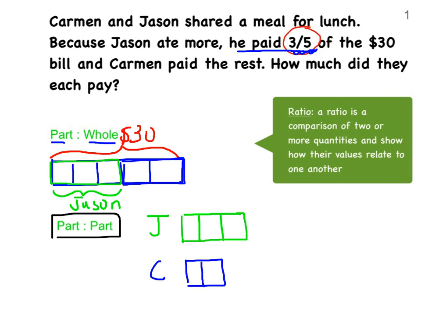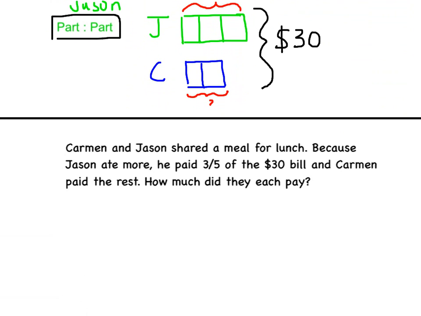Then we're going to read it again and make sure that we label everything really well. We know that the total bill is $30, so Jason's share combined with Carmen's share is $30. So I'm going to show that these two total $30. All right. Then we also know the portion that each of them contributed to the bill, and what we want to figure out really is the amount that they each paid. So we want to figure out Jason's individual amount and Carmen's individual amount. Let's move that up.